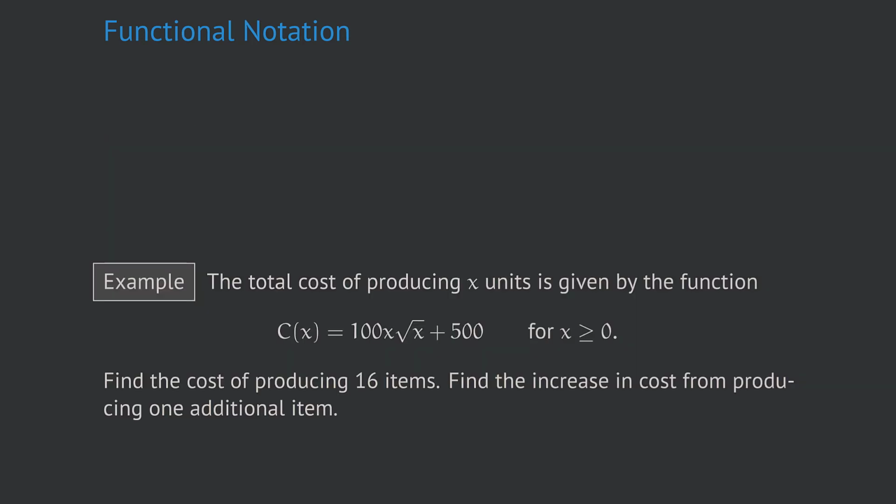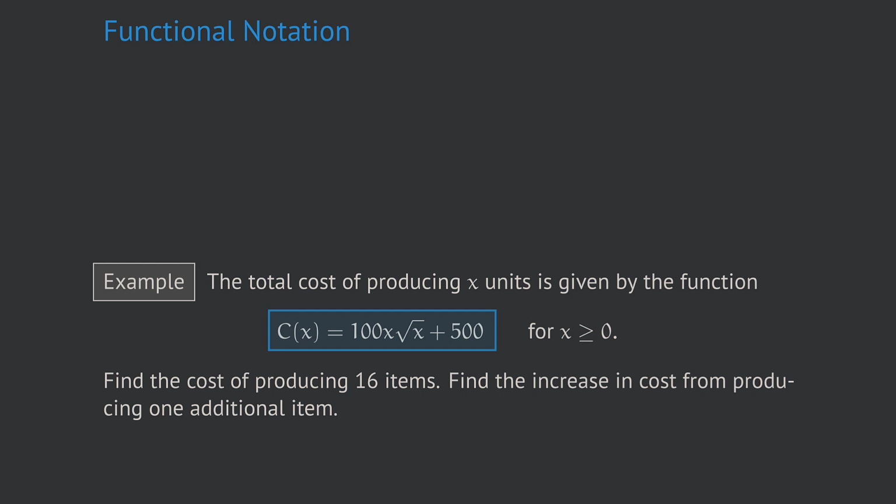Now let's have a look at another example for a function, this time taken from economics. It's a function which assigns to the number of units x of a product the total cost of producing these units. It is defined by c of x, where c stands for costs, equals 100 times x times square root of x plus 500. By this formula, we are able to calculate the production costs for any given number of units x. Let's say we want to find out the cost of producing 16 items.